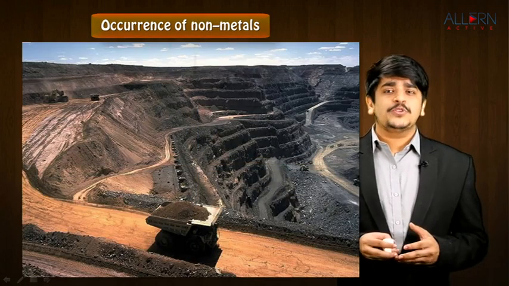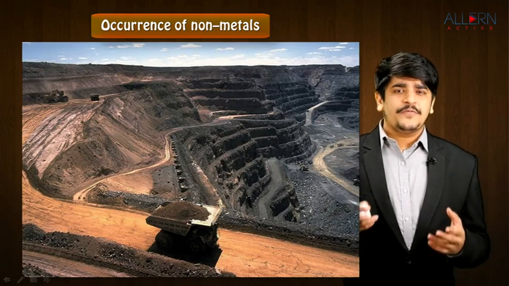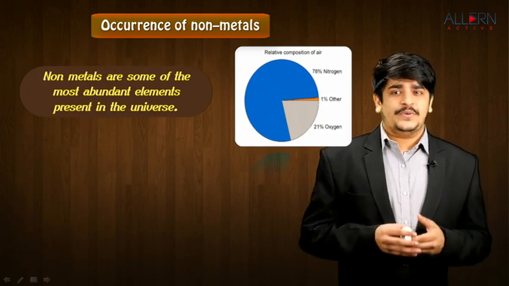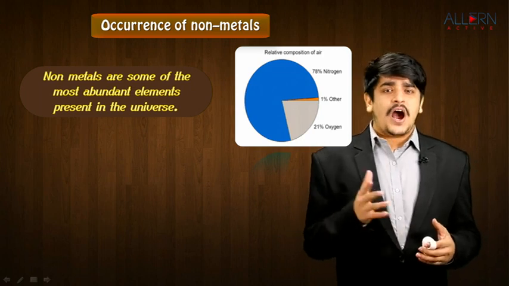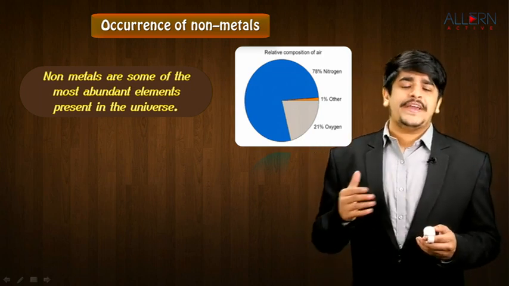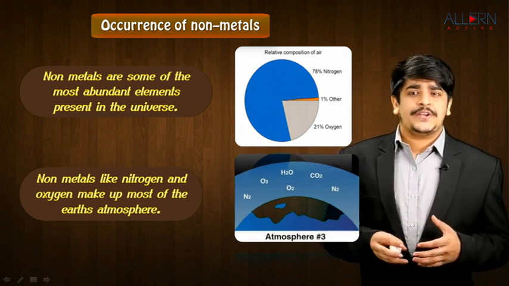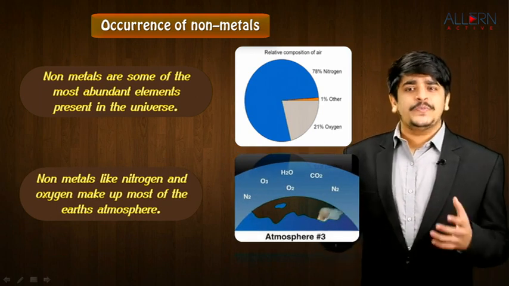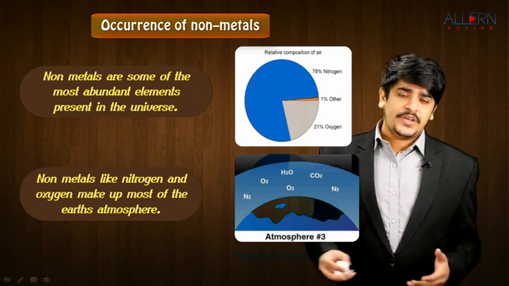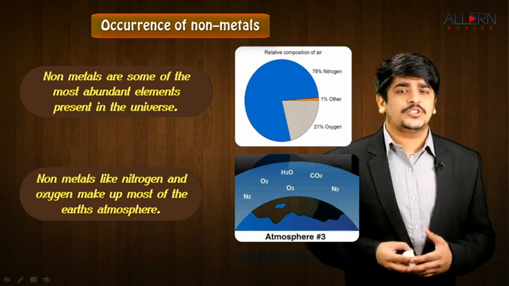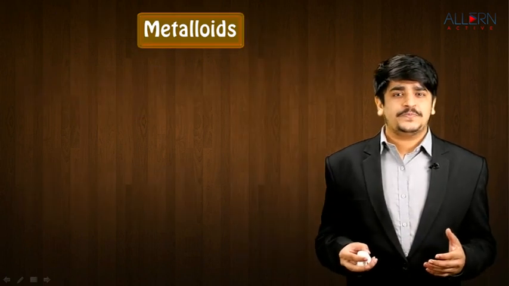However, when you talk about the occurrence of non-metals, we have an altogether different story waiting for you. For example, we can say that non-metals are actually some of the most abundant elements which are present in the universe. We have non-metals such as nitrogen and oxygen, which make up most of the Earth's atmosphere. Nitrogen's concentration is around 78% and oxygen's concentration is around 21%.